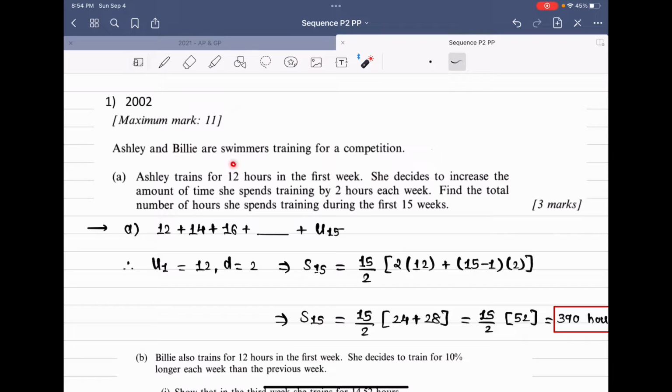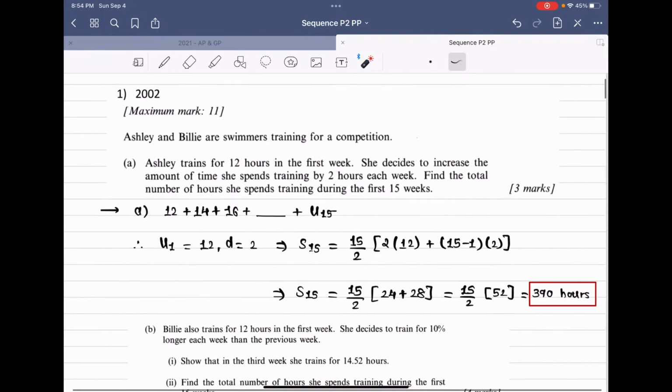So let's start with the first week. She started with 12. As I said, total, so you have to add. Next week would be 14 because added by 2. Next week would be 16. This will continue up to the 15th week. So U15, we don't know about U15. We don't need it also. So clearly this is my U1, which is 12. Difference is 2. I want to find total, so it is a sum.